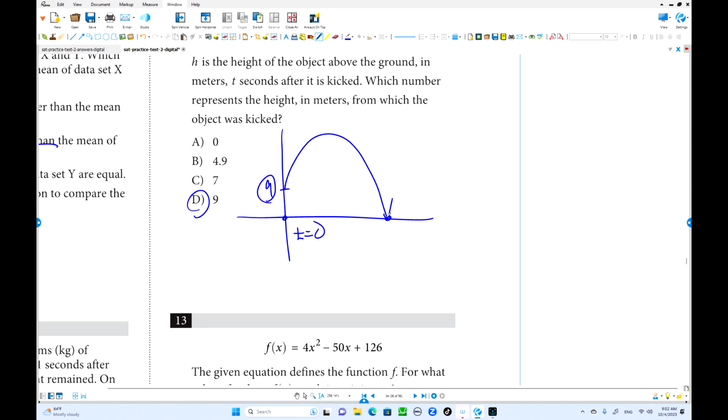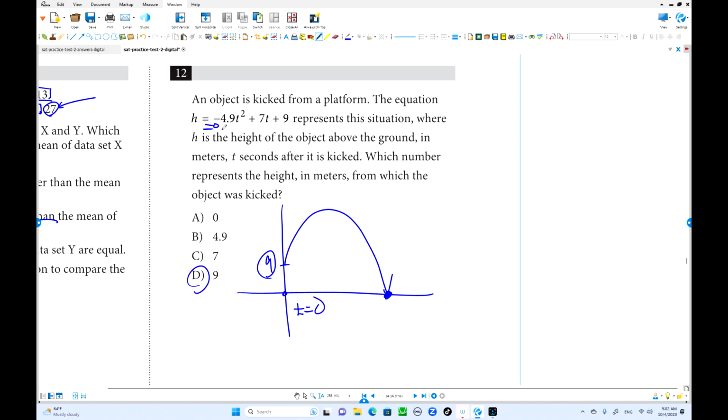We don't need to find this one, okay? To find this one, we're going to set the value of h equals 0, okay? You have to solve this one, okay?